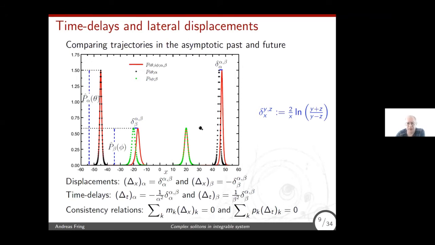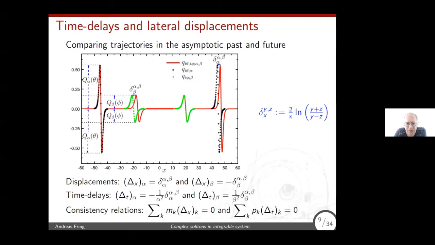And the same happens for the imaginary part as well. There's a similar shift. It's the same. I mean, they run in parallel, and you will calculate the same time delay or the same displacement.